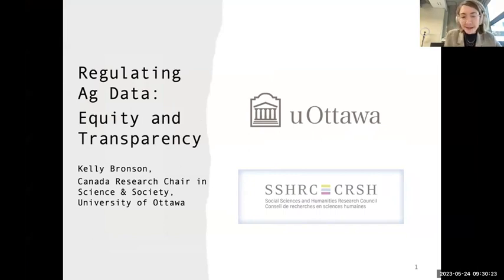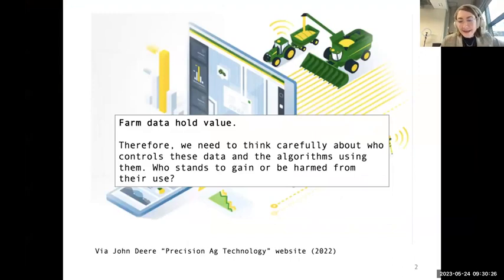So I want to start by saying that I share in Élise's enthusiasm about data and using data for good. I begin from the premise that data, and the use of big data in particular, could really drive value along the food system or food value chain. But it's precisely because of that value that I think we really need to think very carefully about who's controlling the data and who stands to gain or potentially be harmed by the use of data in agriculture. So those are the kinds of questions that I ask in some of my research.